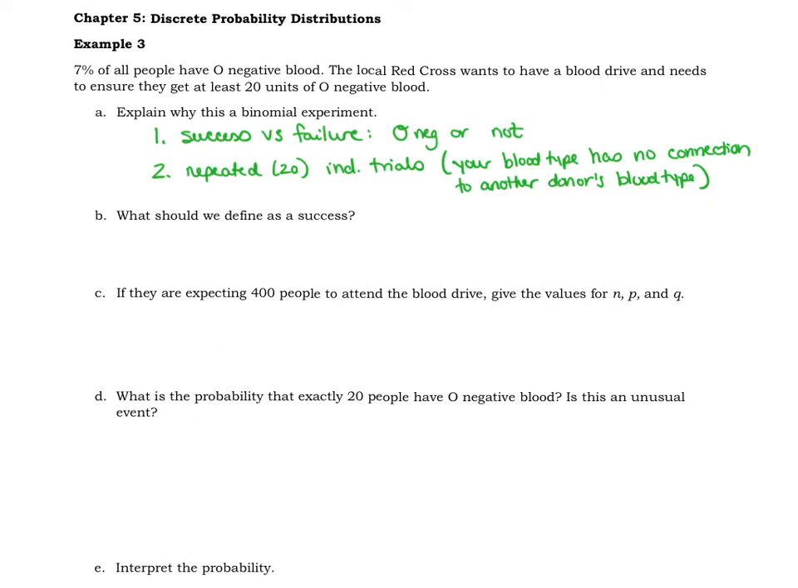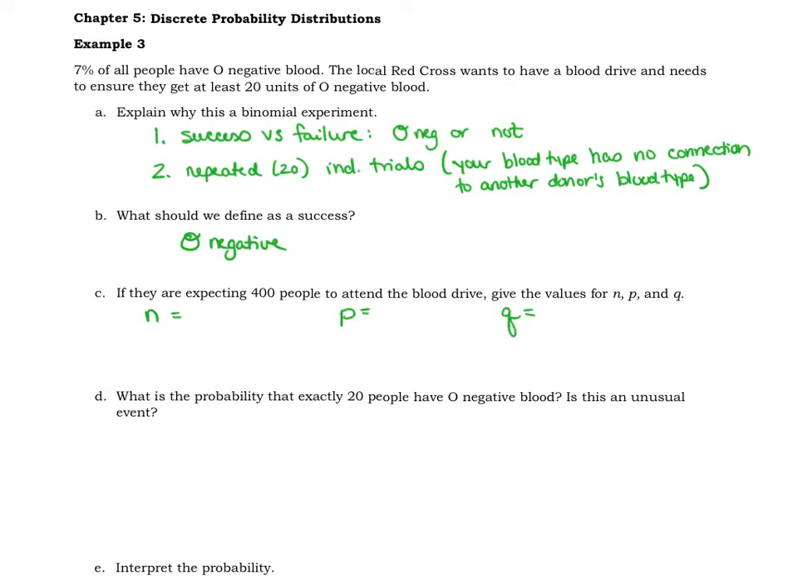So what should we define as a success? You can actually choose whether you want O negative to be a success or not being O negative to be a success, but they're looking for O negative blood. I'm going to stick with O negative blood being a success. If they are expecting 400 people to come to the blood drive, give the values for N, P, and Q.